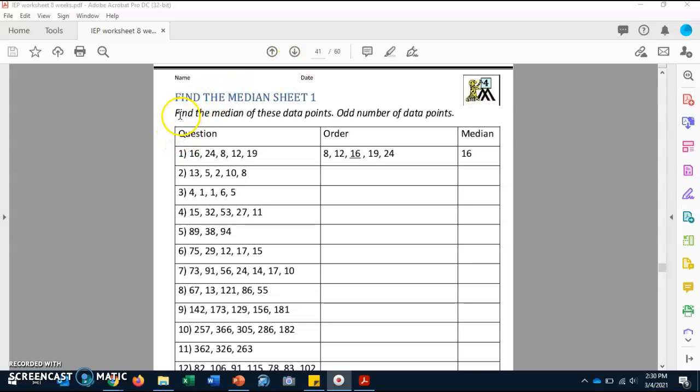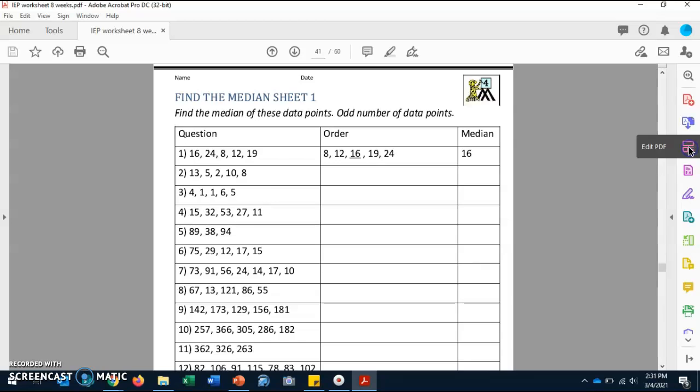And here it says, find the median of these data points. Odd number of data points. So we know there's an odd number, so they're not even. That means there will only be 1 number in the middle. When there are even numbers, we will always encounter 2. However, since they're telling us odd numbers, that means we will only have 1 number in the middle.